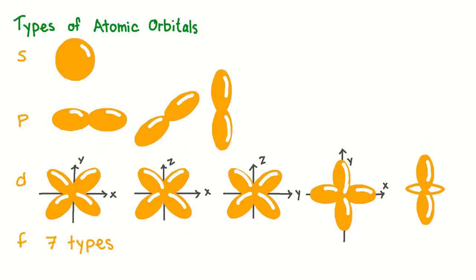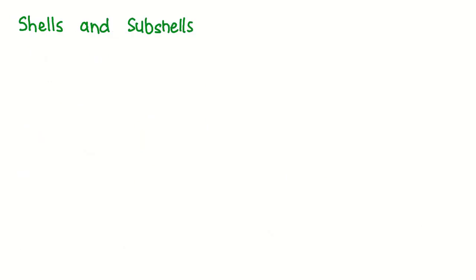There are 7 f-type orbitals, but they are too complicated to draw. The orbitals of each type collectively make up a subshell. There is 1 s orbital in each s subshell. The 3 p orbitals make up a p subshell. Within each energy level, or shell, there can be multiple subshells.